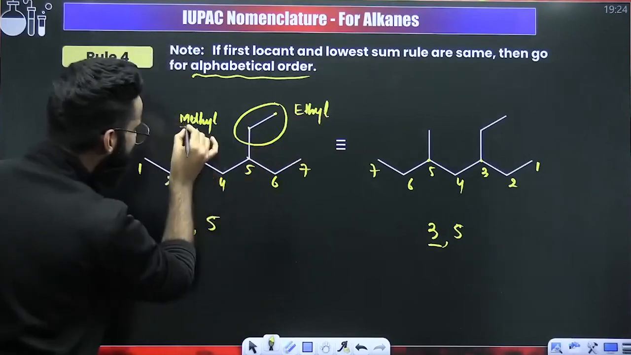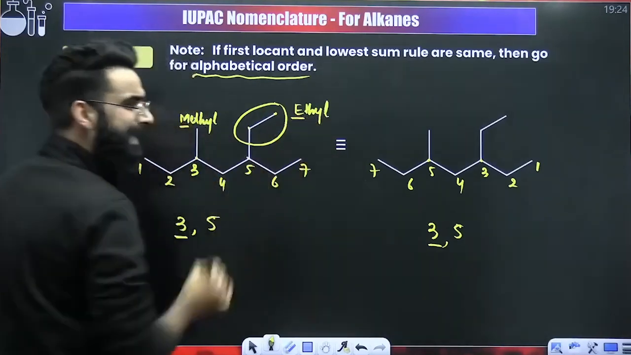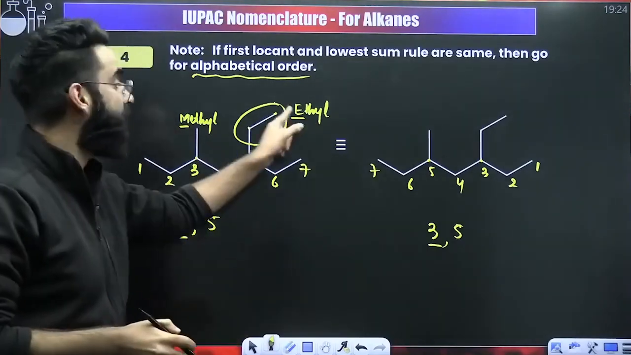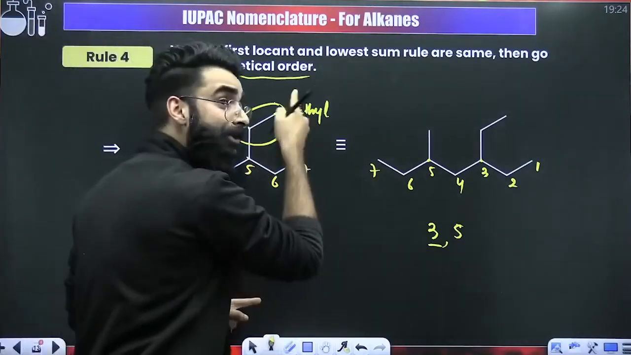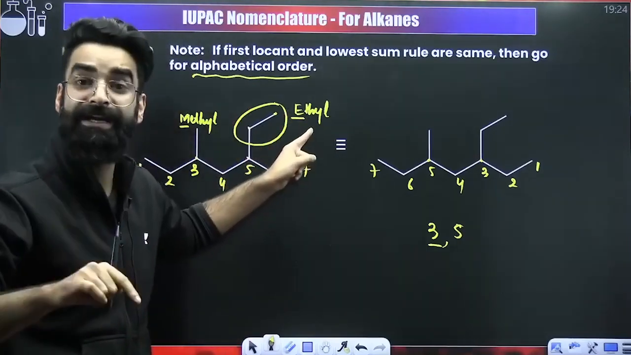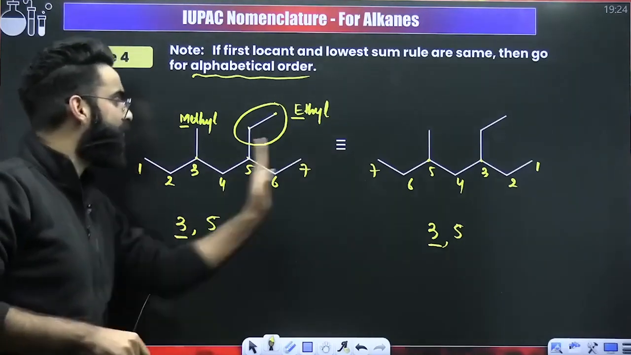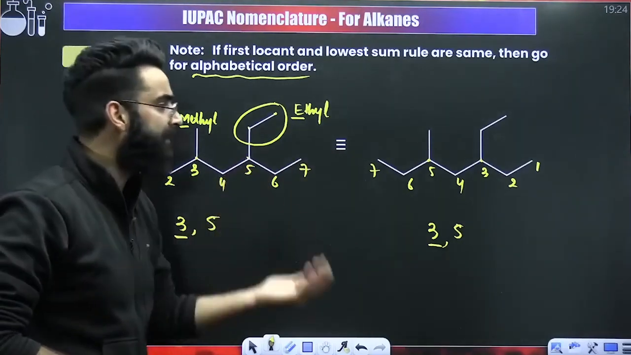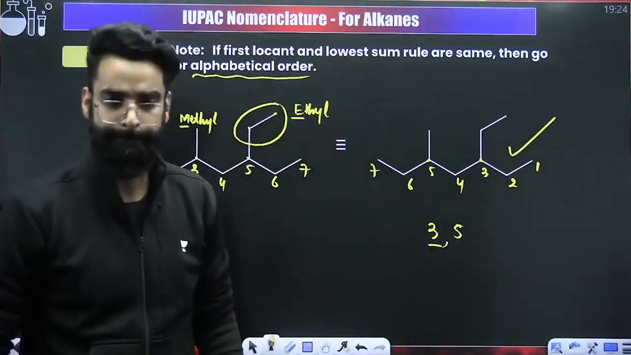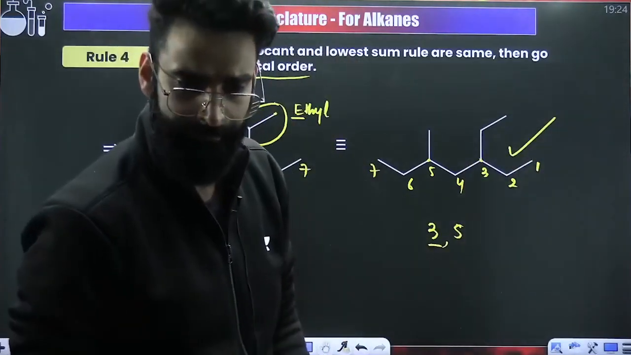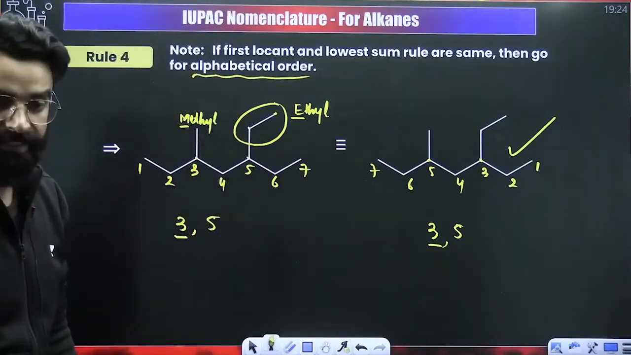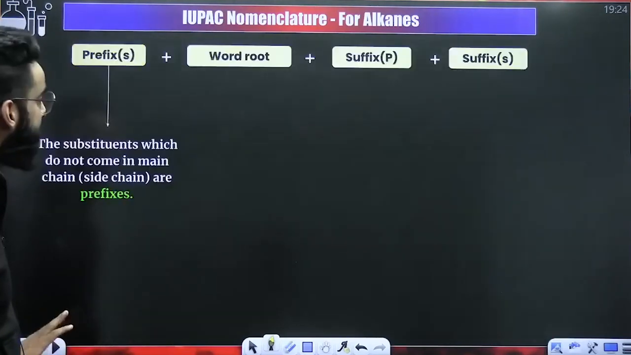Perfect. Now, methyl starts with M. Ethyl starts with E. In the alphabetical order, which letter comes before, M or E? E comes before. So give priority to ethyl. So ethyl should get the minimum number. If you are doing the numbering from left to right, then ethyl is getting number 5. If you are giving the numbering from right to left, then ethyl is getting number 3. So this particular numbering is correct over here. Got it? As simple as that. I hope it's clear.